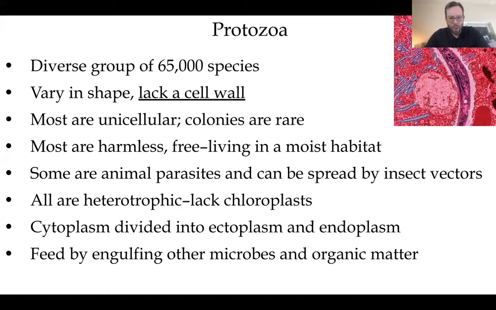And one other interesting aspect of protozoa is that their cytoplasm, the fluid matrix inside the cell, is divided into two different types: an ectoplasm, which is an outer part of the cytoplasm, and an endoplasm, which is more internally located. And the way they eat is that they take in other microbes. So some protozoa will attack other protozoa. Some of them will attack organic matter and engulf that. With the malaria parasite, Plasmodia, those will feed on red blood cells. So a number of different ways they get their food.